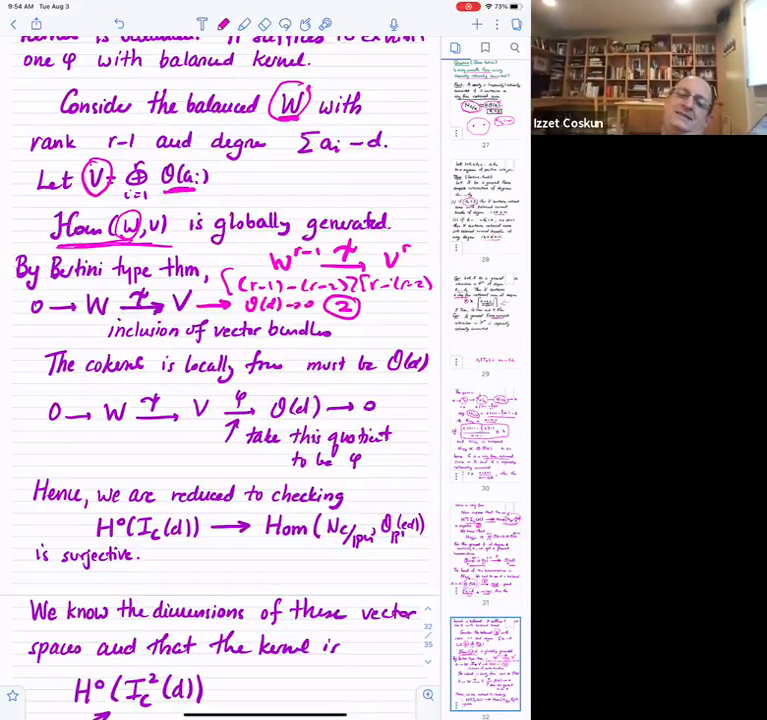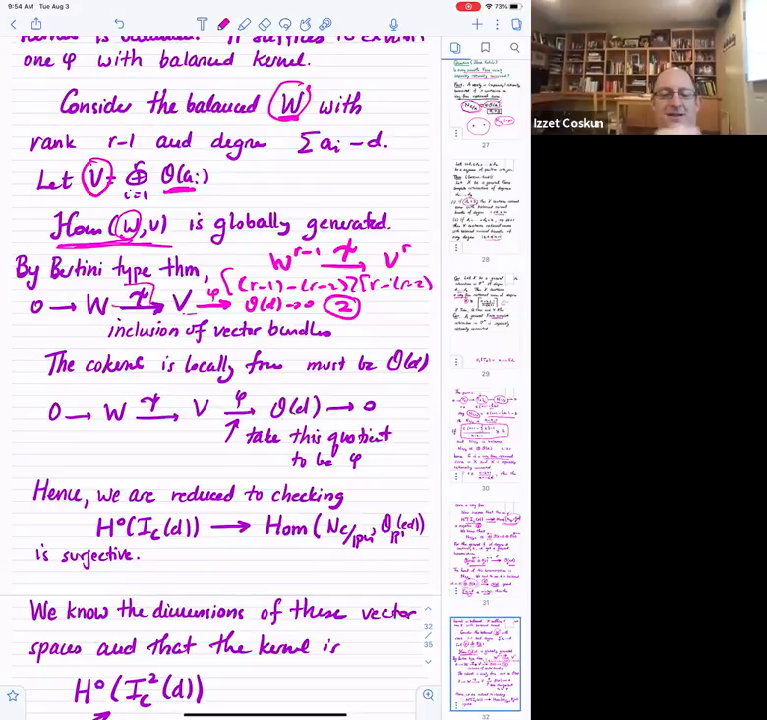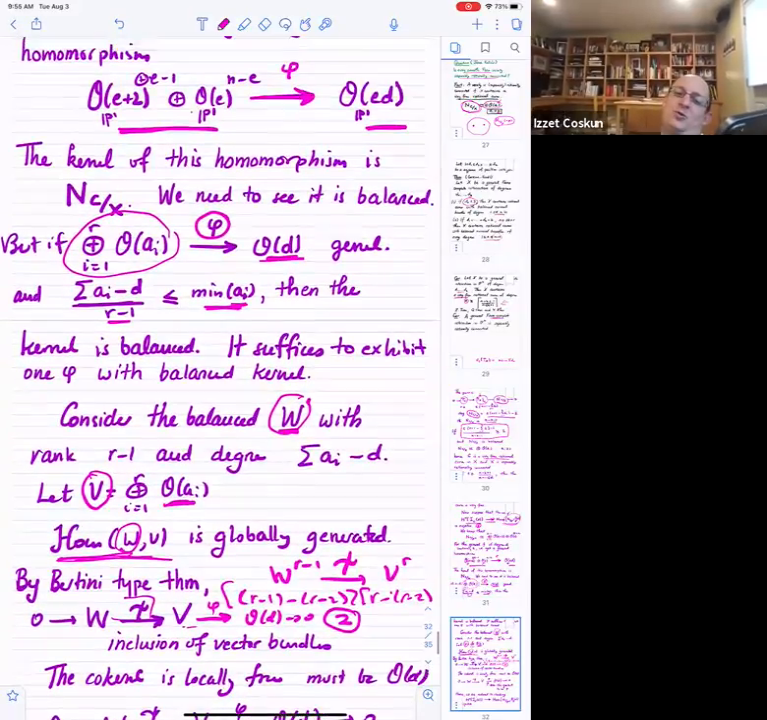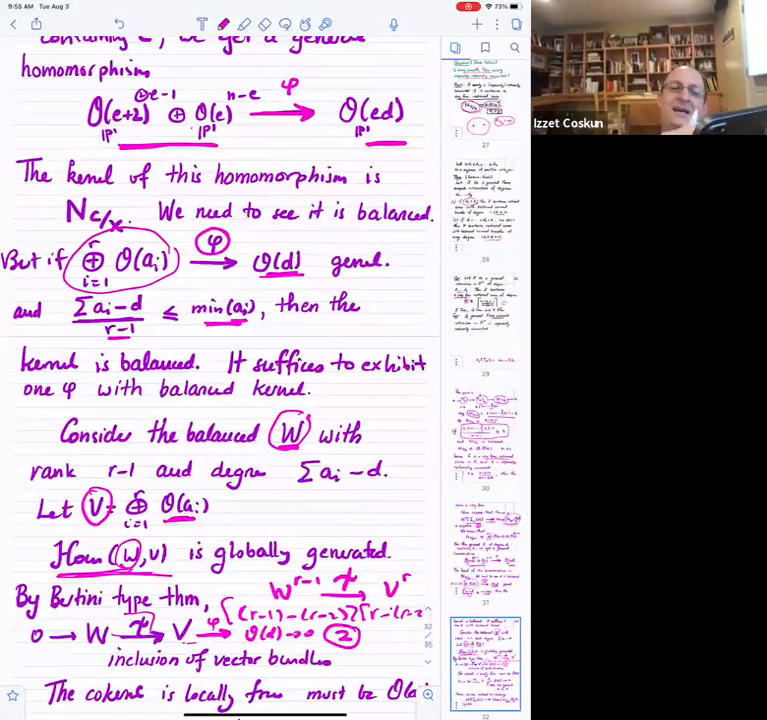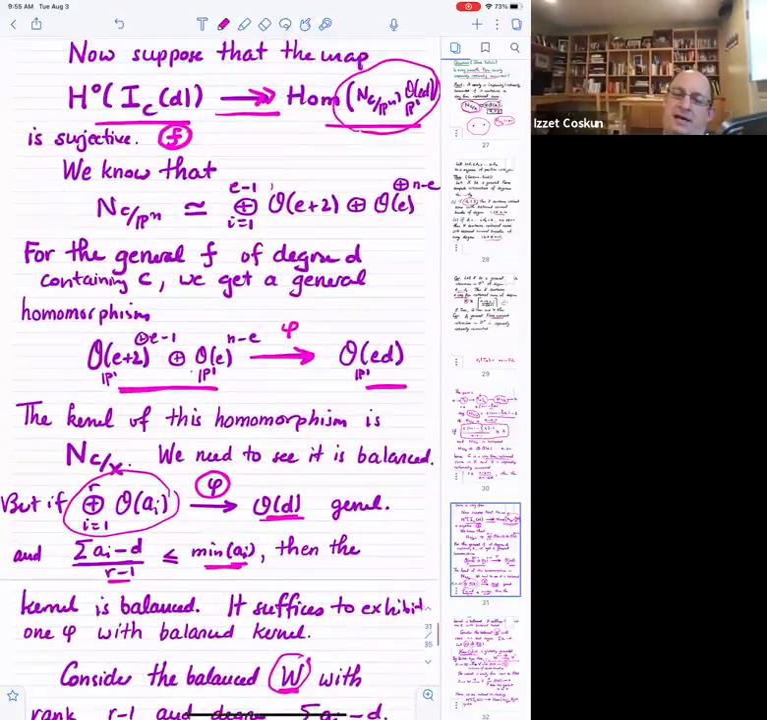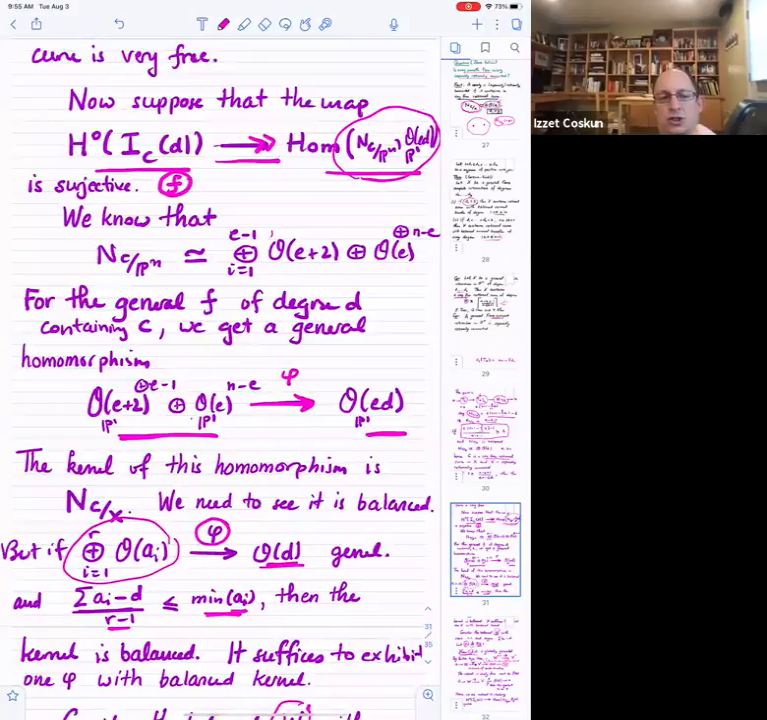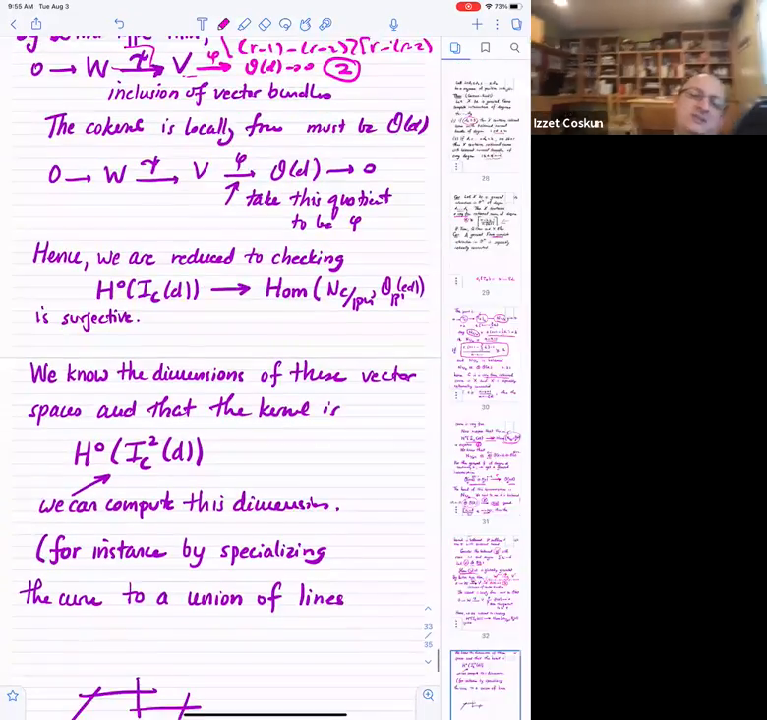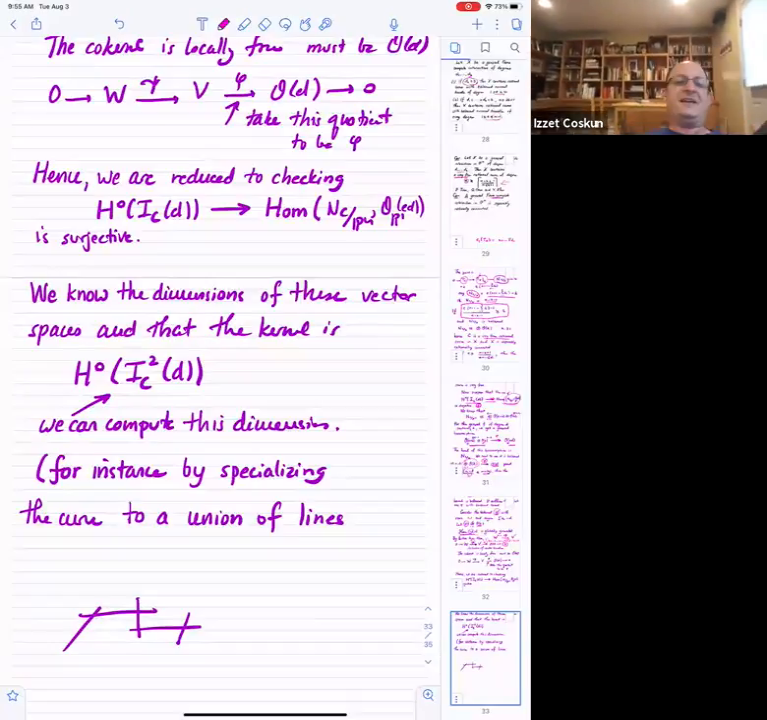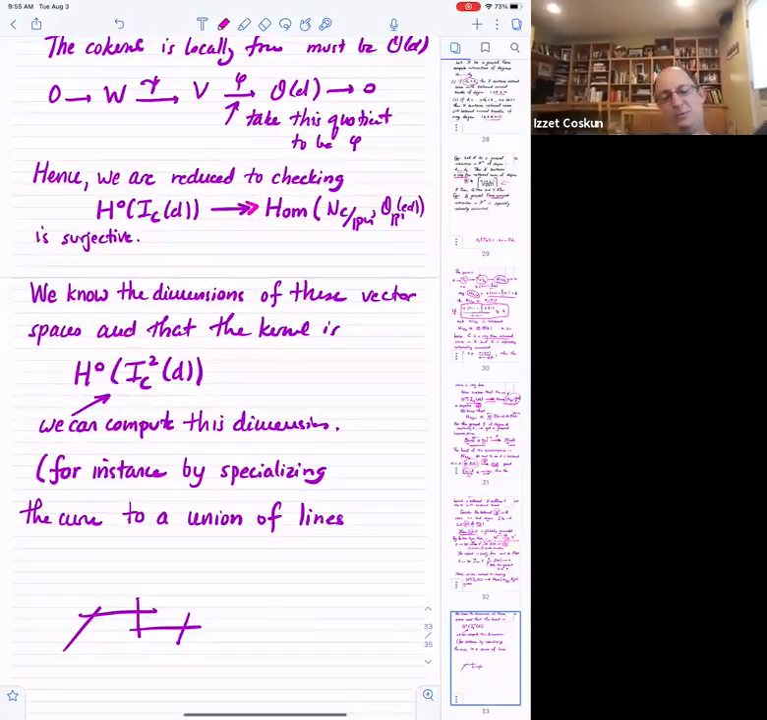And then you can take this quotient as your example of the quotient where the kernel is balanced. So I've exhibited to you one balanced kernel, which means that the general one is balanced. So if I knew that this map is surjective, then for the general F containing the C, the normal bundle is going to be balanced. Okay, so we are left with understanding whether this map is surjective, but we can do that, right?